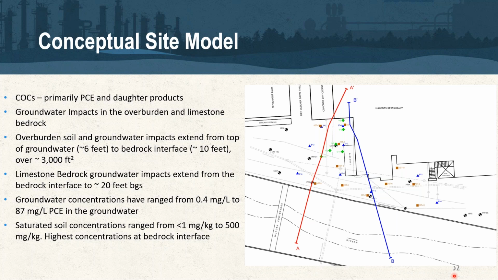Groundwater concentrations range anywhere from 400 ppb up to 87 ppm of PCE. Saturated soil in the overburden ranged from less than a ppm to as high as 500 ppm, and those highest concentrations were located at the soil-bedrock interface. On the scale figure on the right-hand side, I want to call out the 2 cross sections we're going to be looking at in the next 2 slides to further discuss this conceptual site model. Next slide, please.